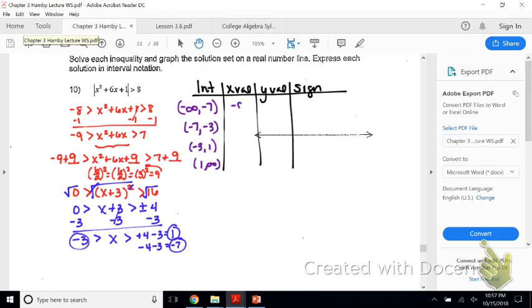And then just pick some numbers in each interval. Plug them in, find the y value, and finish solving. Now you're looking for where it is greater than 8, so you're looking for your positives.